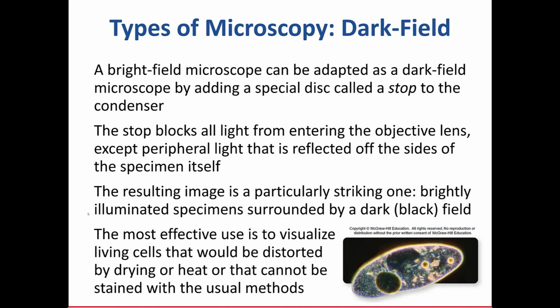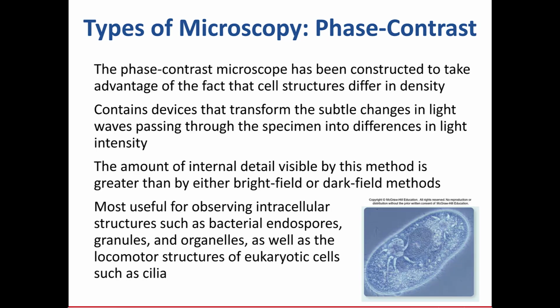The bright field scope can be adapted as a dark field scope by adding a special disc called a stop to the condenser, and the stop blocks all the light from entering the objective lens except a peripheral light source, and so it sort of lights up around the edge, and then it's really cool. It kind of bleeds into what you're looking at, so it starts to glow and things get weird, and it sort of looks like moonlight. And anyhow, that's dark field, and the dark field has its purposes, and we can use those.